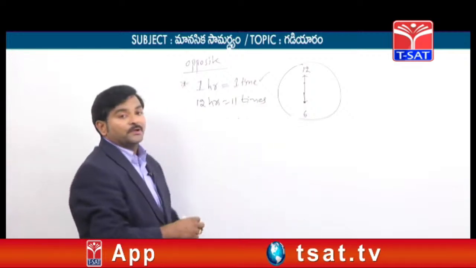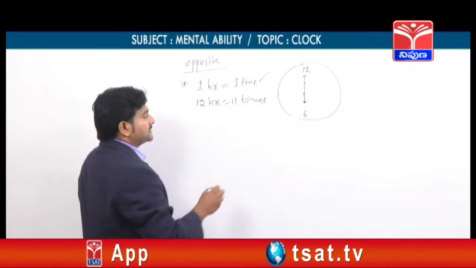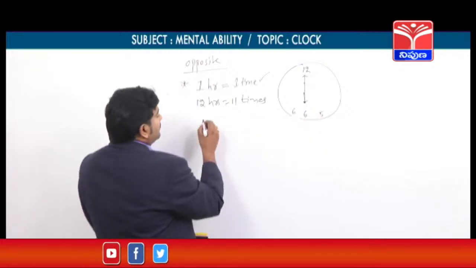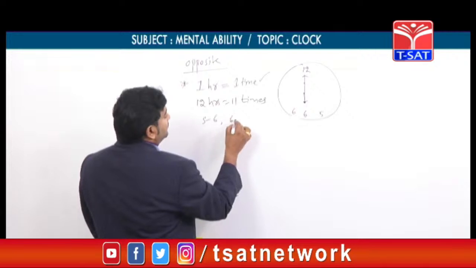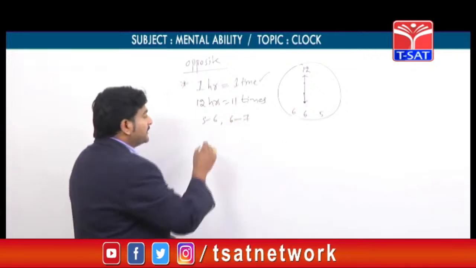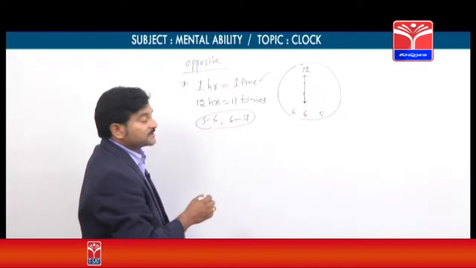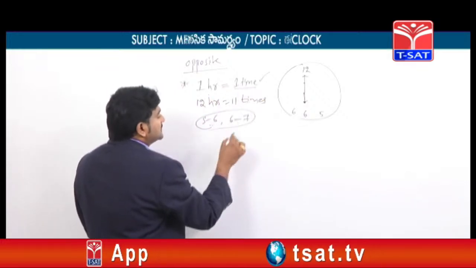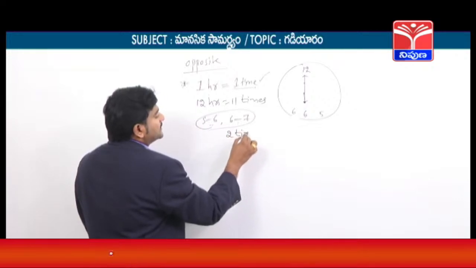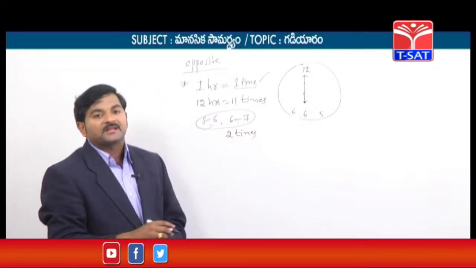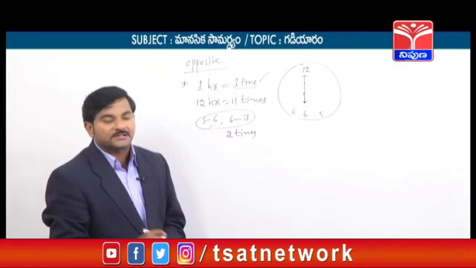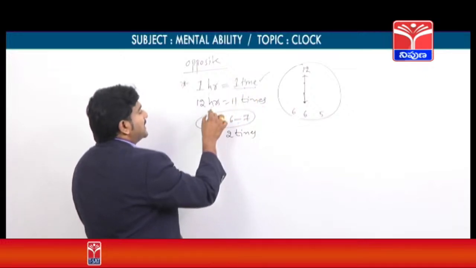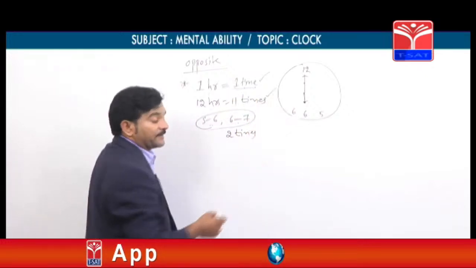Here also I am going to give you one counter example. That counter example is, if you take 5 o'clock to 6 o'clock and from 6 o'clock to 7 o'clock. For every 1 hour they are opposite to each other one time. But for these 2 hours, instead of 2 times, the two hands are opposite only one time. That is exactly at 6 o'clock. So that's why the two hands are opposite to each other one time every 1 hour, but in the span of 12 hours, it could be only 11 times.